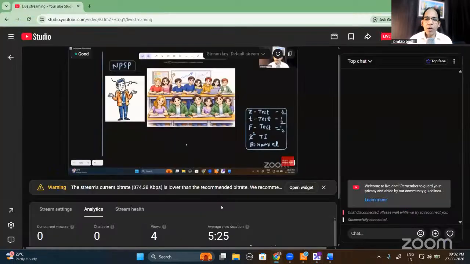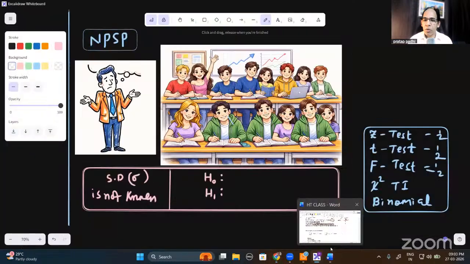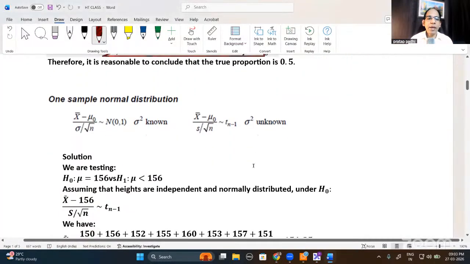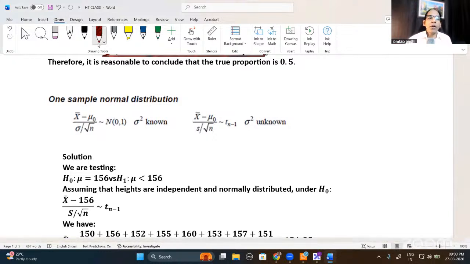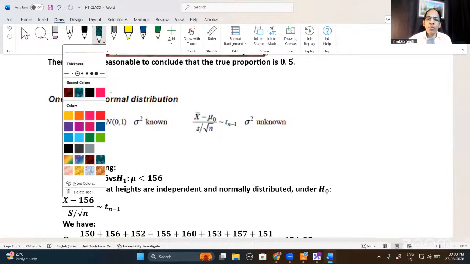Now let me check what is here. If I check here, one simple normal distribution, there is an assumption also here. I will go to that. So we're using this one.